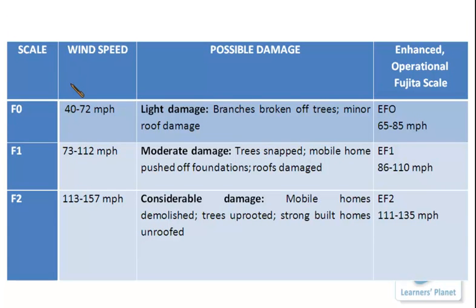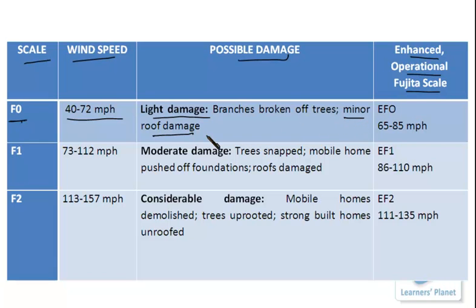Yes, my dear friends, this is a table which shows the scale. Along with it, it shows the wind speed, the possible damage occurred due to this scale, due to this wind speed, and the Enhanced Operational Fujita scale, also called the EF scale. Now, when it is in the F0 scale, that means the wind speed of the tornado is 40 to 70 miles per hour. That means it is light damage, meaning branches broken off trees and minor roof damage.